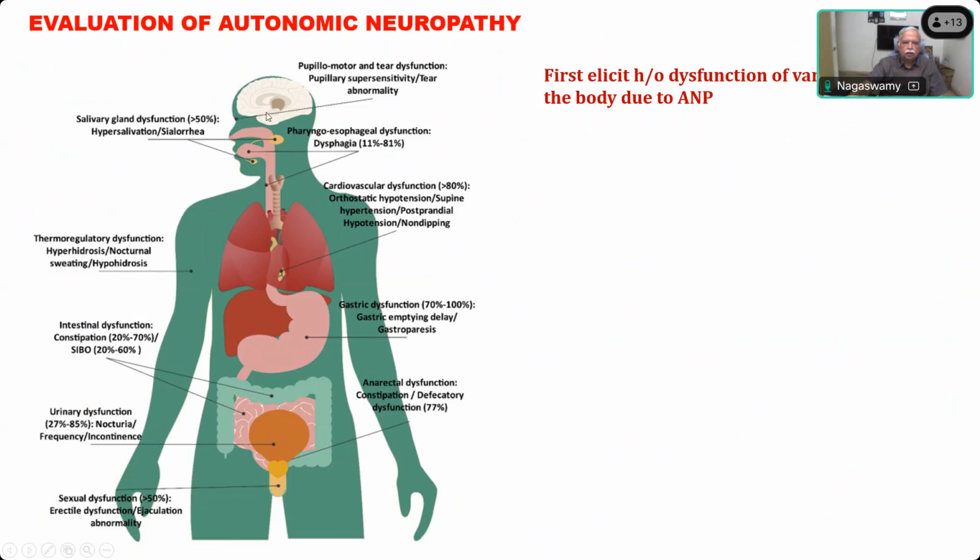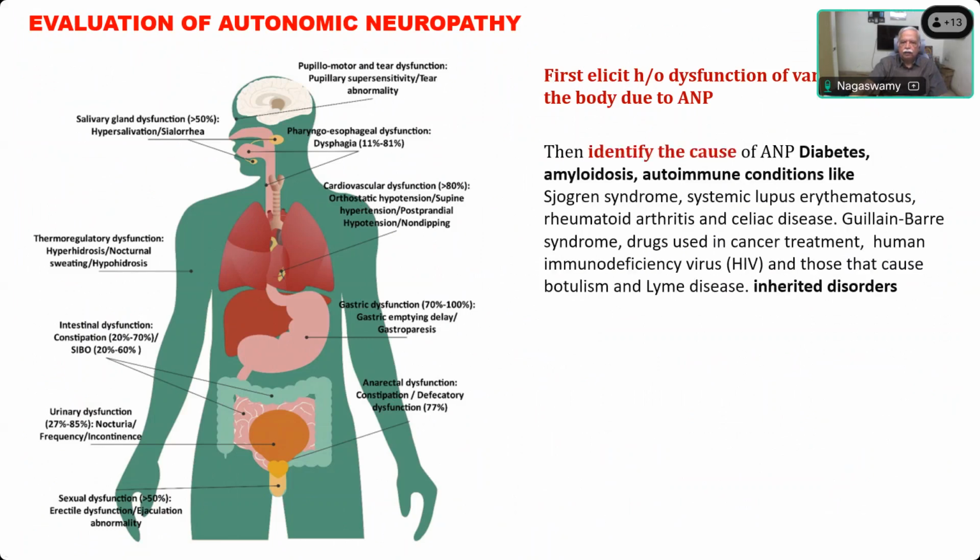So these are all the things which you can elicit from the history. First elicit the history of dysfunction of the various systems in the body due to autonomic neuropathy. Then identify the etiology or cause for that, like the commonest, which is diabetes. So any patient with long-standing diabetes, such cases are given in your practical examination also. Do not forget to examine the autonomic nervous system dysfunction features, as well as see whether any objective tests have been done to assess the severity of the dysfunction.